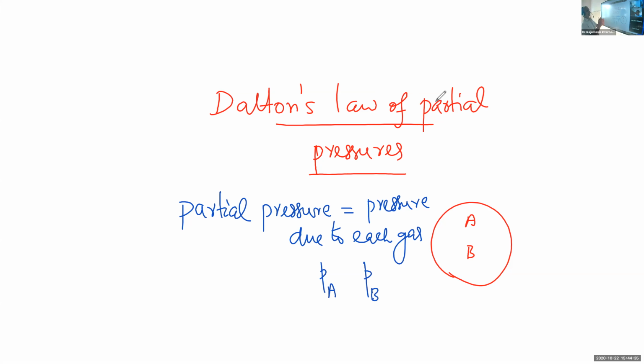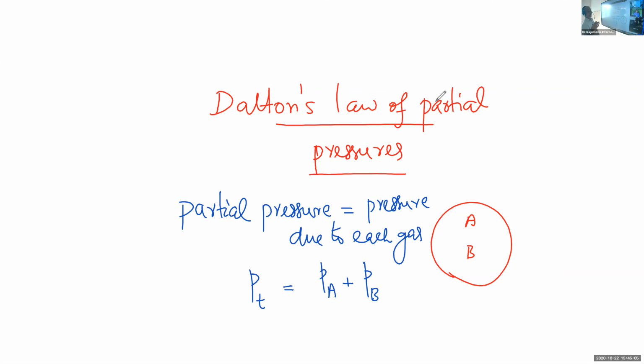Now, you measure the total pressure of the gas mixture. The total pressure of the gas mixture, we can call it P total. Total pressure due to the gas mixture is equal to the sum of the partial pressures of the individual gases. And that is Dalton's law of partial pressures.